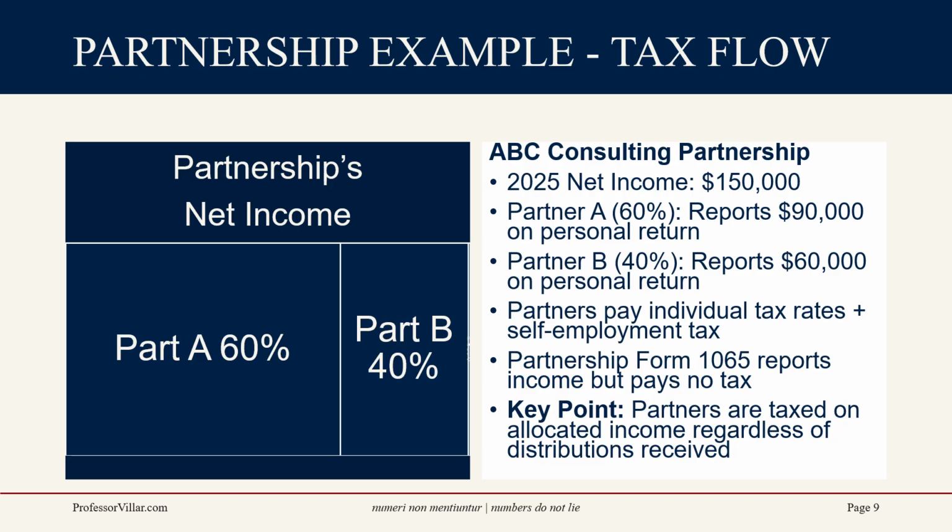If the partnership makes $150,000 but only distributes $100,000, the partners still pay tax on the full $150,000 amount. This could potentially create a cash flow problem if not managed properly.